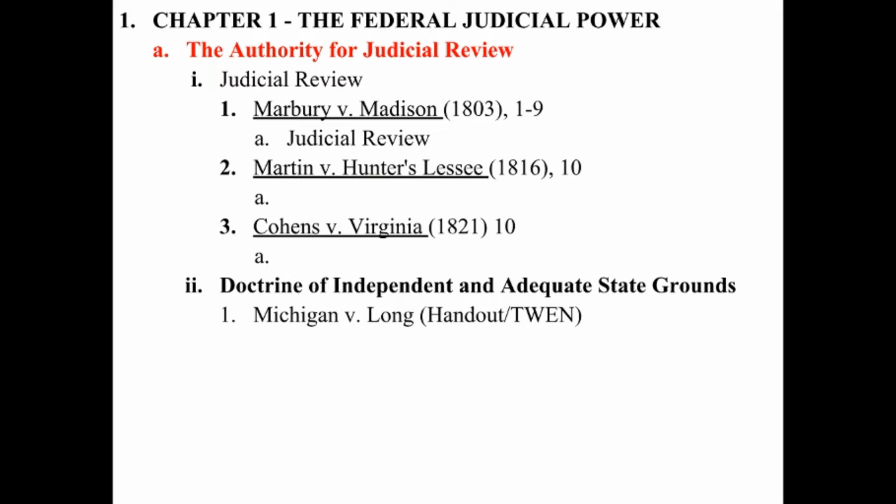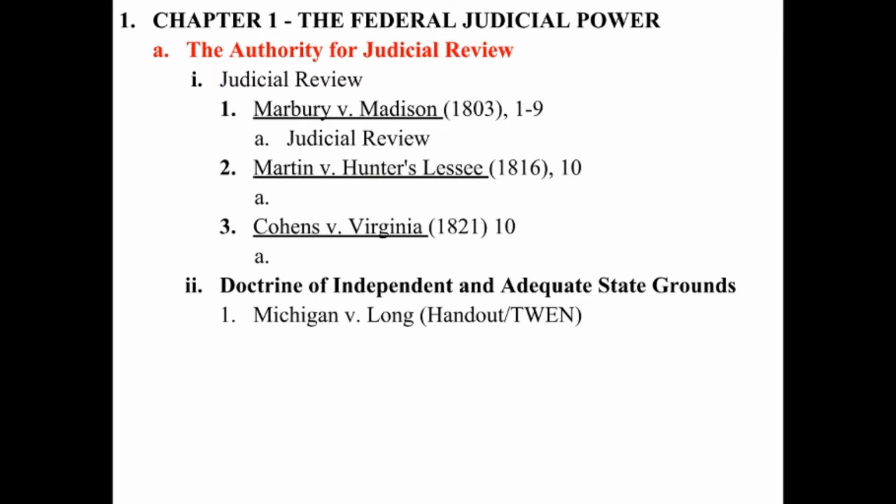The second subsection, II, is the doctrine of independent and adequate state grounds, and that's Michigan v. Long. It's from a handout on Twen, and under that, I would actually have another section just to tell me maybe a line or 2 lines about what that case represents and what it tells me about independent and adequate state grounds. And maybe you'd even want a section here that tells you what that doctrine is. What is the doctrine of independent and adequate state grounds? What does it mean? What's the rule? And again, you'll find that on the professor's slides that she provides to you after the class.